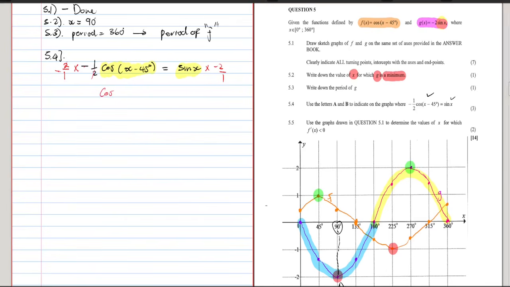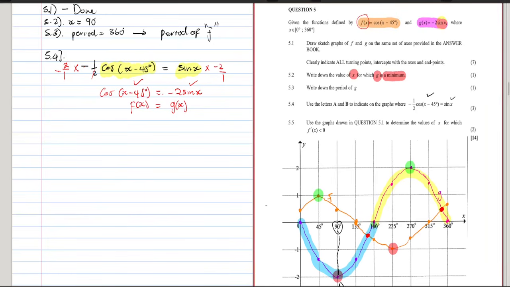Then we end up with cos (x minus 45 degrees). This is what I was looking for, to reconfigure the equation so that you can see that on the left hand side we have f of x, and on the right hand side we have minus 2 sine x. In other words, we are looking for the parts of the graph where f is equal to g of x, where the graphs are equal. It's at these points of intersection.